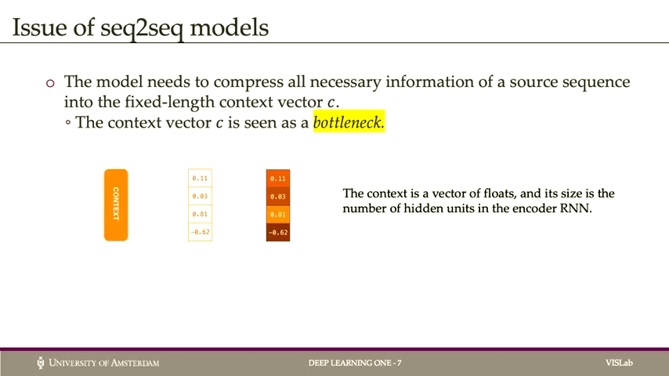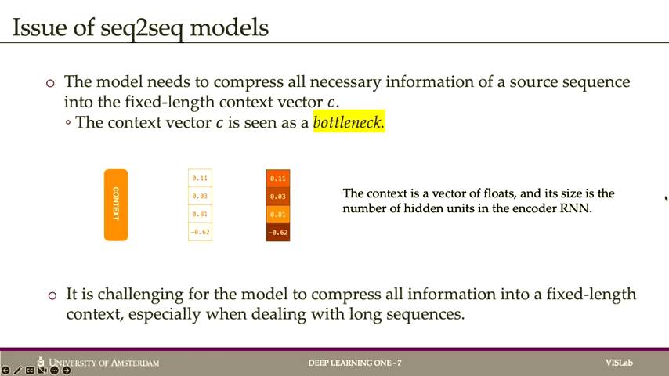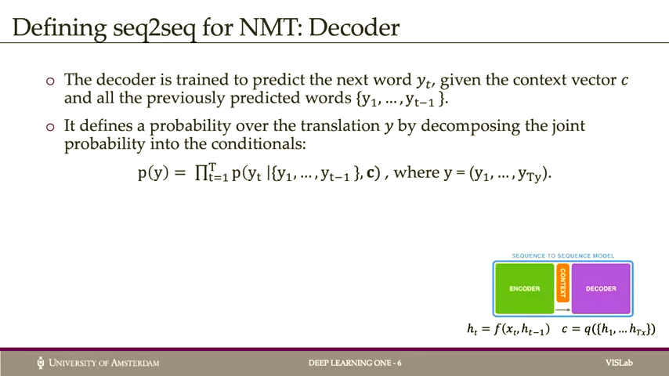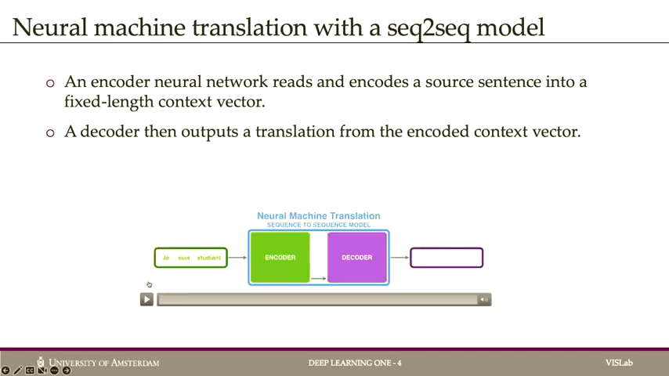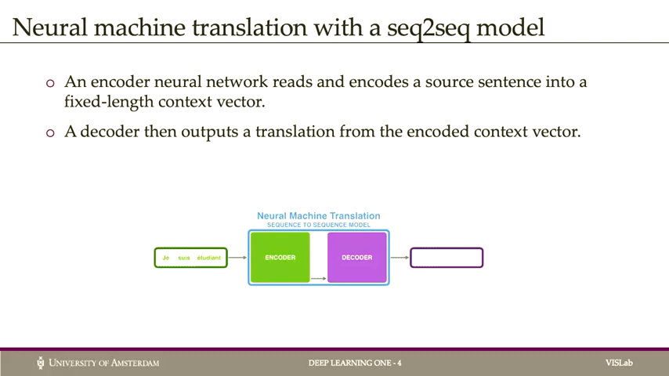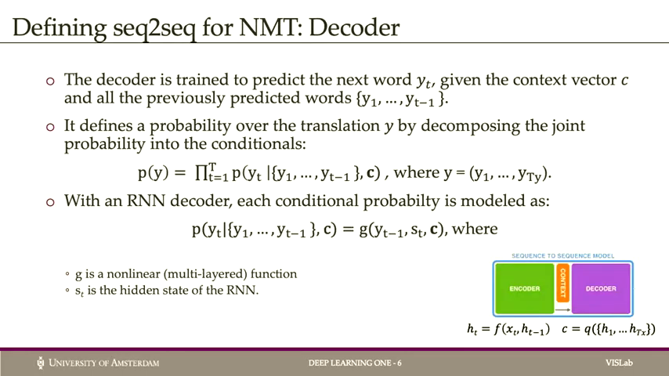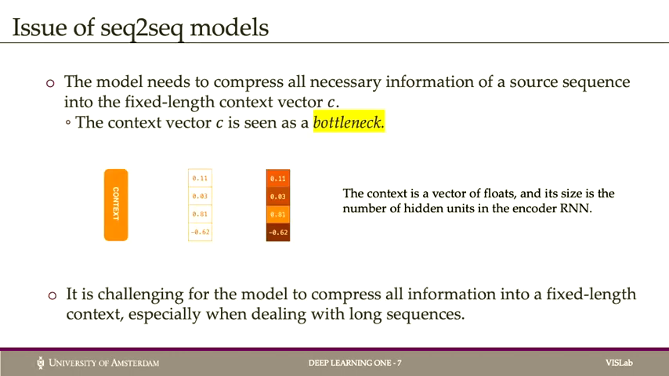So the context, you can think about it as a vector representation of floats, and it has some size, which is usually the hidden unit size in the encoder RNN. So basically, the challenge is that it's really difficult for a model to compress a lot of information into just a fixed length context vector, especially if we deal with long sequences. In the examples that we had before with the translation, this is a short sentence, je suis étudiant, like we have three words. But this is not always the case. Sometimes we'll have a whole paragraph, sometimes even more, right? So compressing all that information into something that has fixed size is difficult. It's really challenging, and then the performance really degrades here.